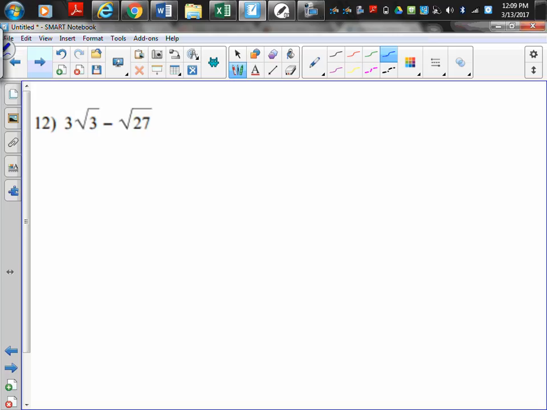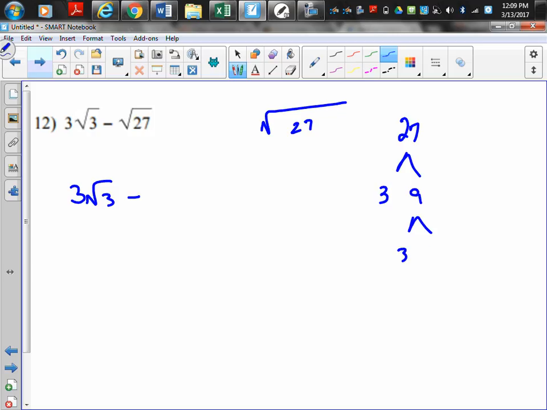3 square root of 3 minus square root of 27. They're not the same, so I have to factor to see if I can make them the same. 3 is prime, so you're done. So you have 3 square root of 3 minus square root of 27. What's the square root of 27? 3 times 9, and 9 is 3 times 3.